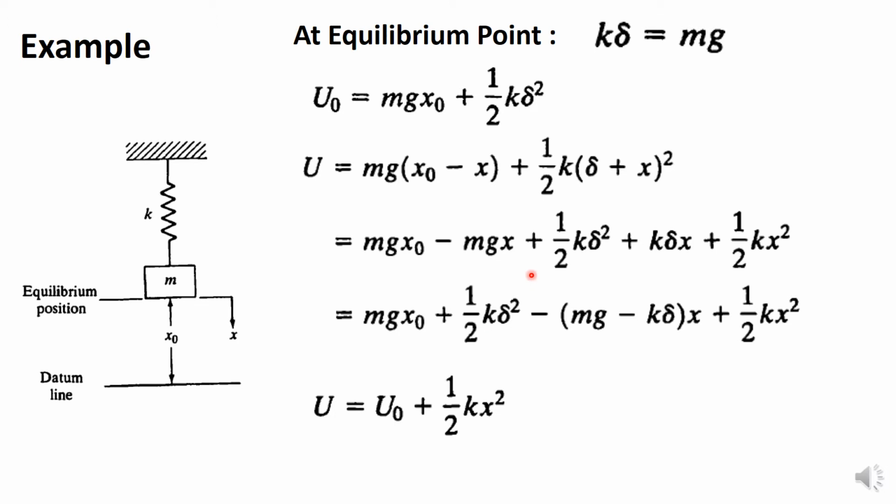Okay, and we also know U0 is this term, just this part. So the potential energy will be U equal to U0 plus 1 over 2 k x2, and the U0 will be a certain constant term. So it tells us when we have any displacement, you just need to consider the potential energy from the spring. You don't need to consider any potential energy from the gravity term.